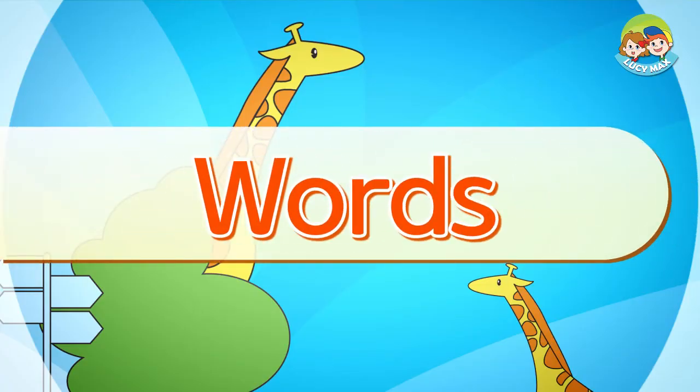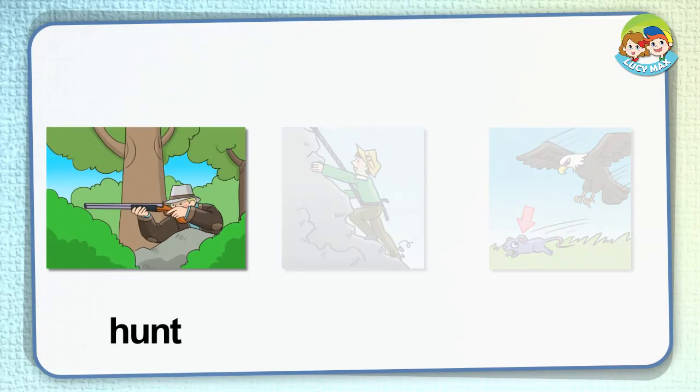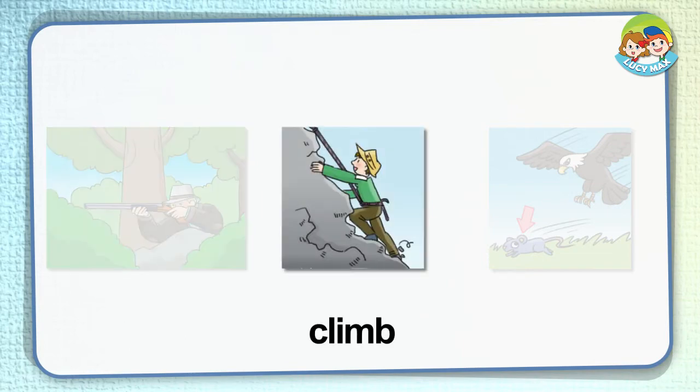Let's begin this class by looking at pictures to learn words. Desert. This is a desert. A desert is a large area of sandy land. There is very little water, very little rain, and very few trees in a desert.